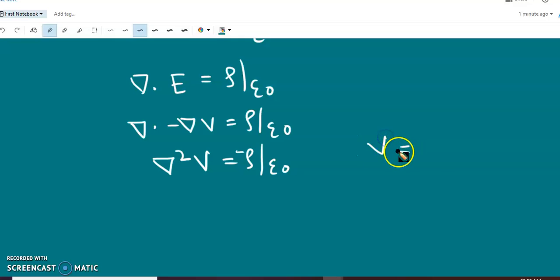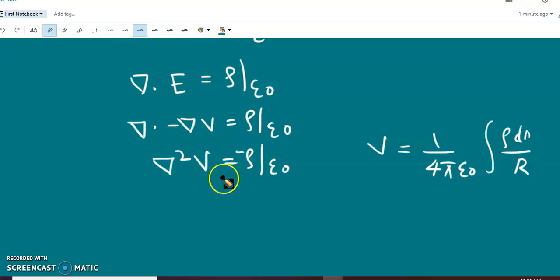V is equal to 1 by 4 pi epsilon 0 integral rho d tau by r. So this is the differential form of the Poisson equation, and this is the corresponding solution, or the integral form. Here V is the unknown function, so here the value of V is solved, and therefore it is the solution.